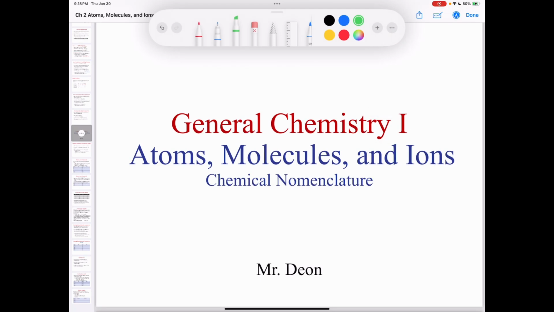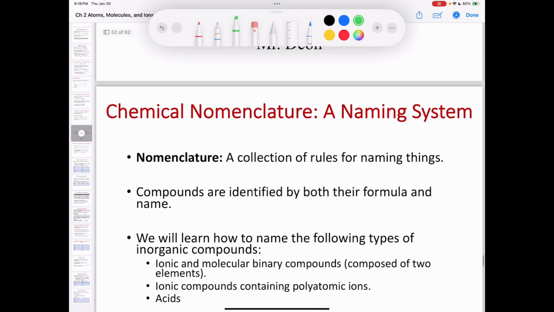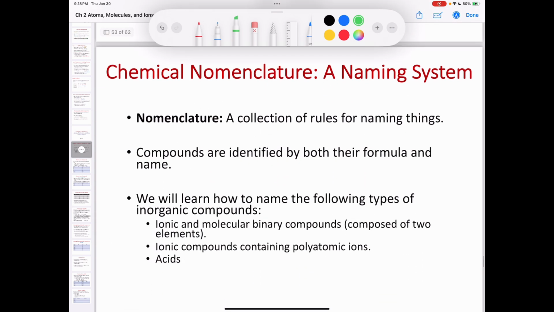Okay, let's take a look at chemical nomenclature, and you probably saw my announcement where I have a whole series of videos on my YouTube channel that cover this topic, so we're going to go over it quickly here, just using the slides that I have in the slide deck for our class. Chemical nomenclature is nothing more than a system for naming molecules and ionic compounds as well. Nomenclature generally is just a collection of rules for naming things.